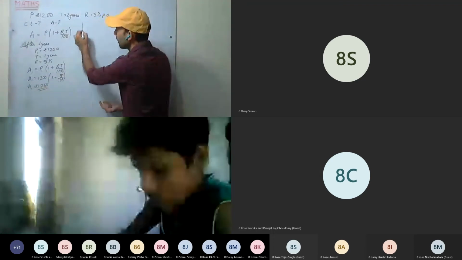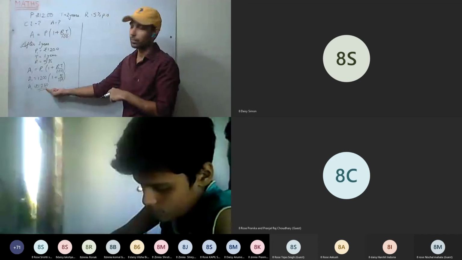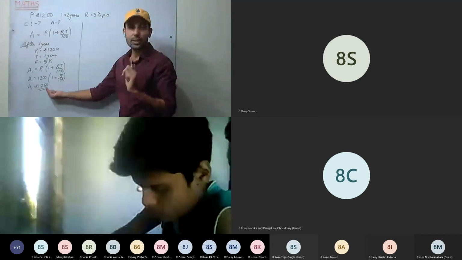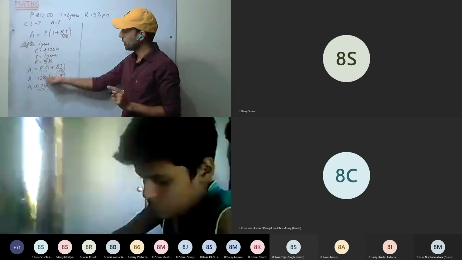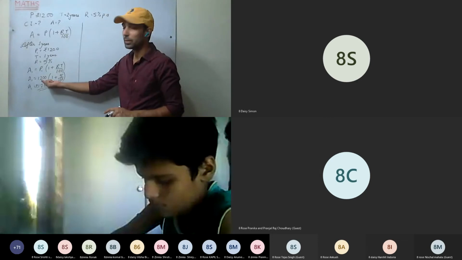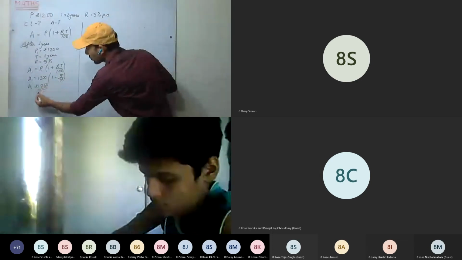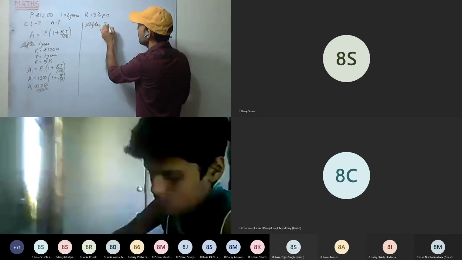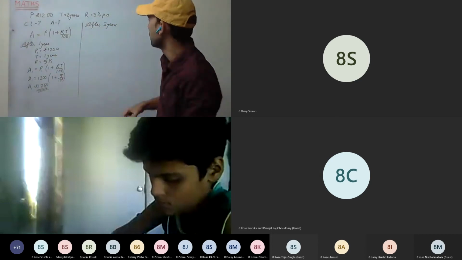Now see here, this amount will act as the principal for the second year. In simple interest, 1200 was the principal for the second year too. For each year, the principal remains the same for simple interest. But in compound interest, now this will be our principal for the second year. That is better.